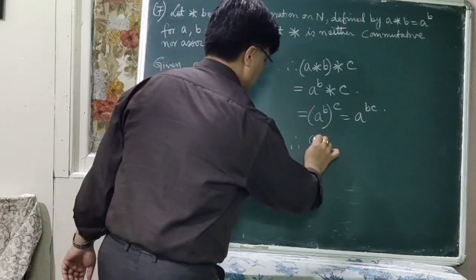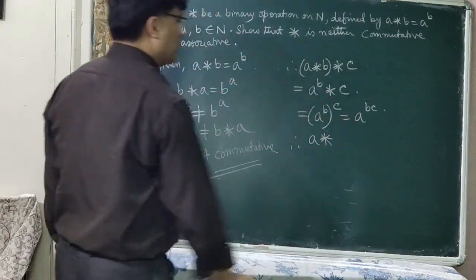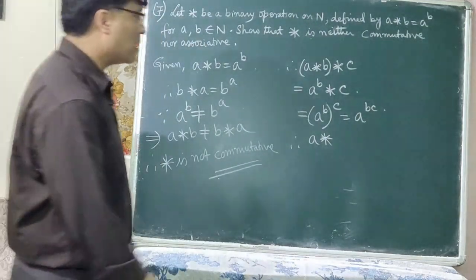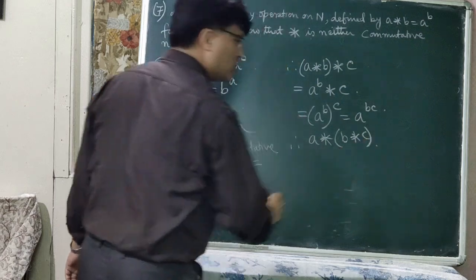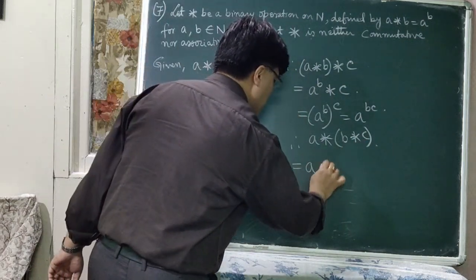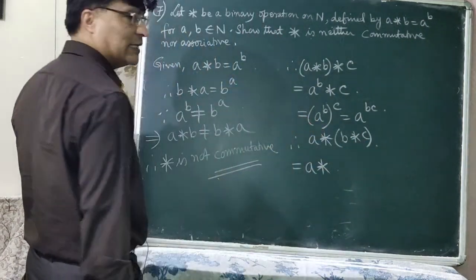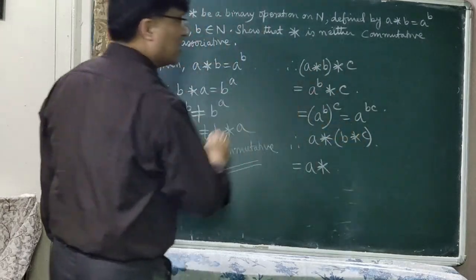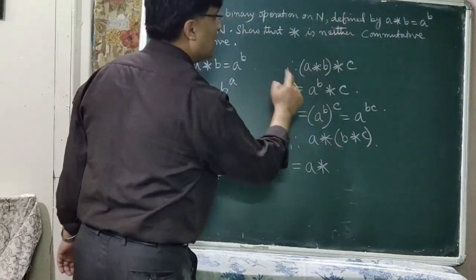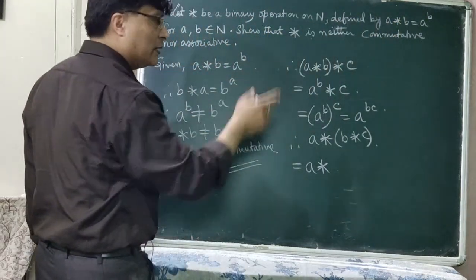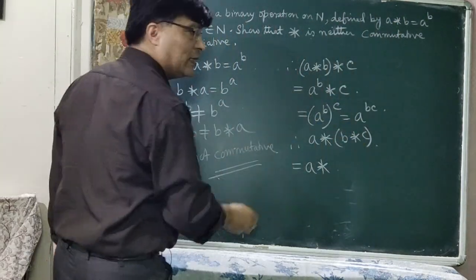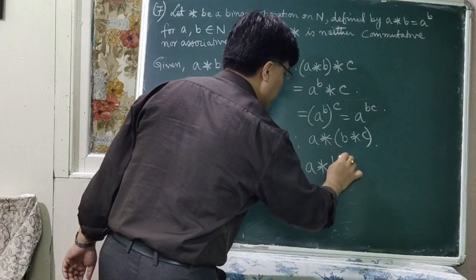Therefore, now we have to find out a star within bracket b star c. So which is equal to a star, kept as it is. What is b star c? Instead of a there is b. Instead of b there is c. So a star b is a to the power b. So what is b star c? It is b to the power c.